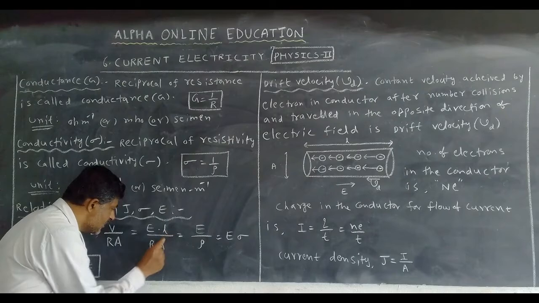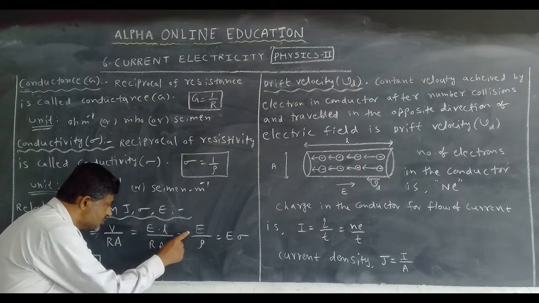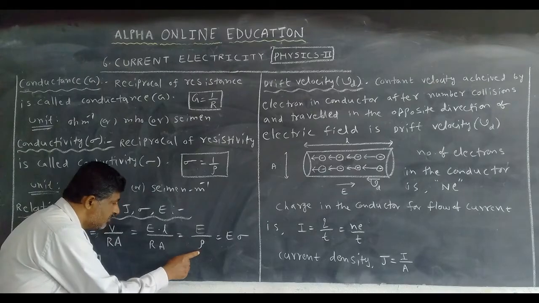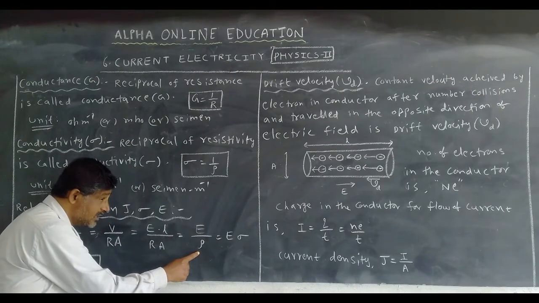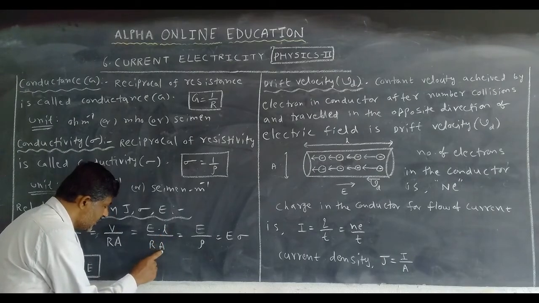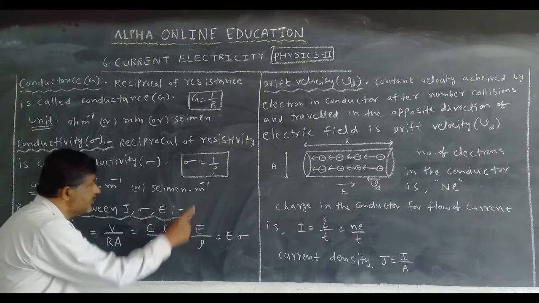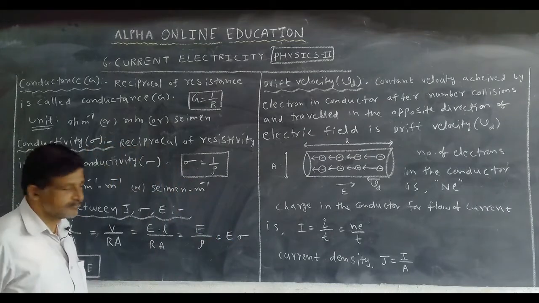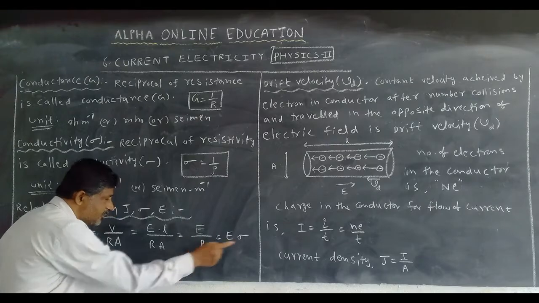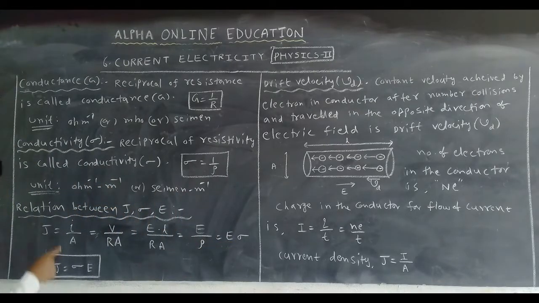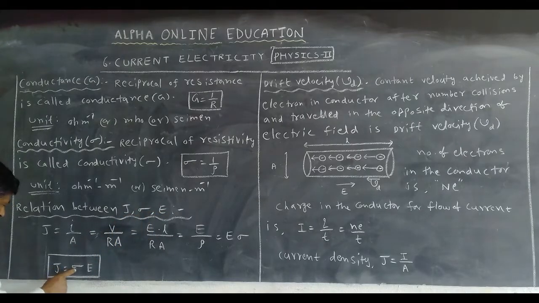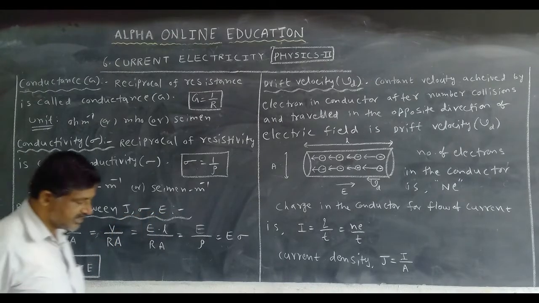RA by L is equal to how much? 1 by sigma. Sir, 1 by rho. Rho is called resistivity: RA by L is rho. 1 by rho is equal to sigma. So what is the relation between J, sigma, and E? J is equal to sigma E, where sigma is the conductivity.